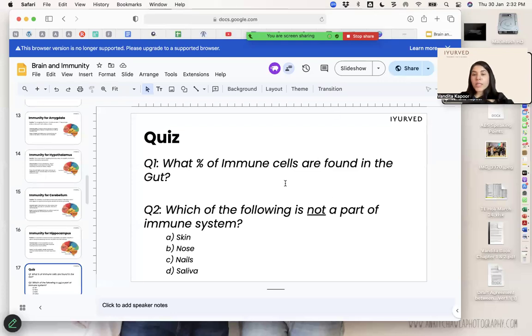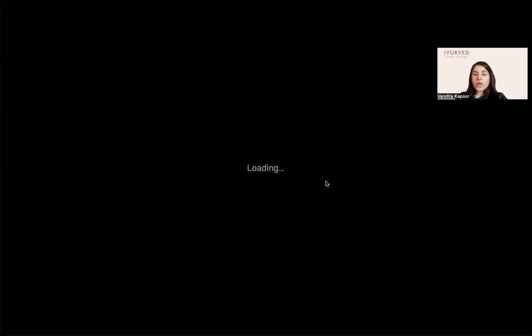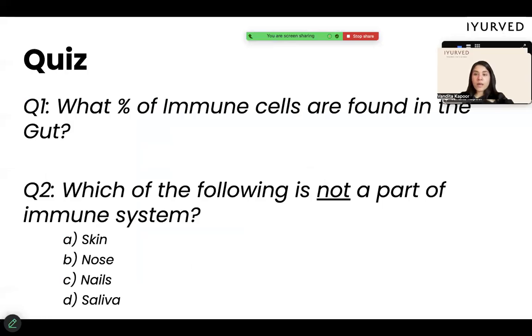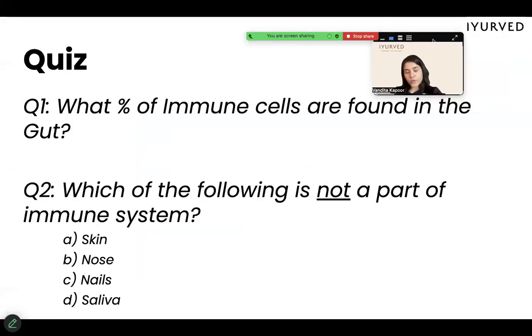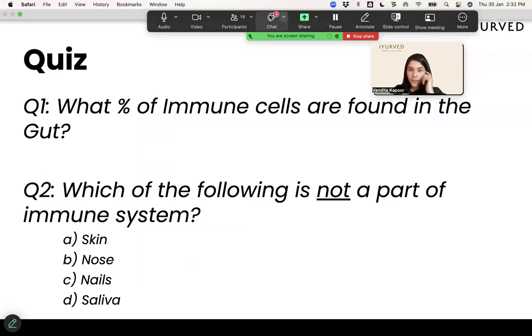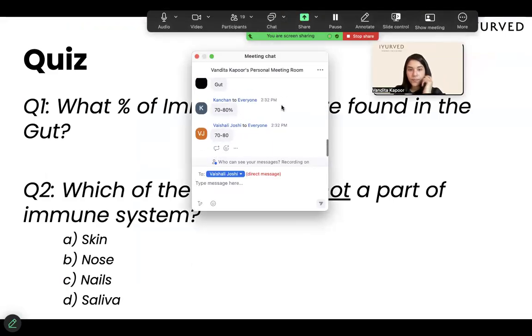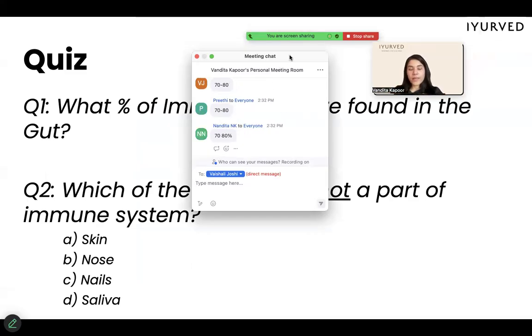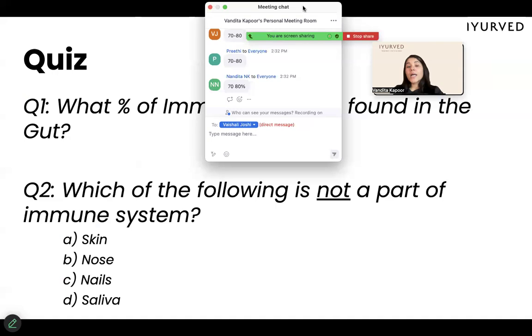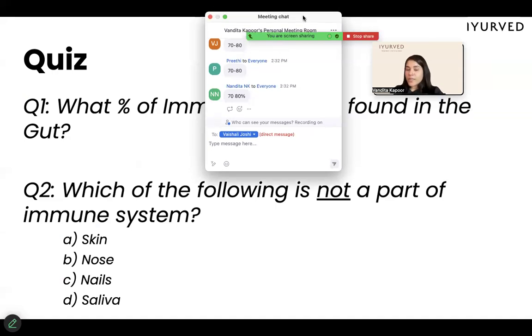Okay, question: what percentage of immune cells are found in the gut? You can put the answer in the chat of Zoom. What percentage of immune cells are found in the gut? Yes, 70 to 80% of the immune cells are found in the gut.